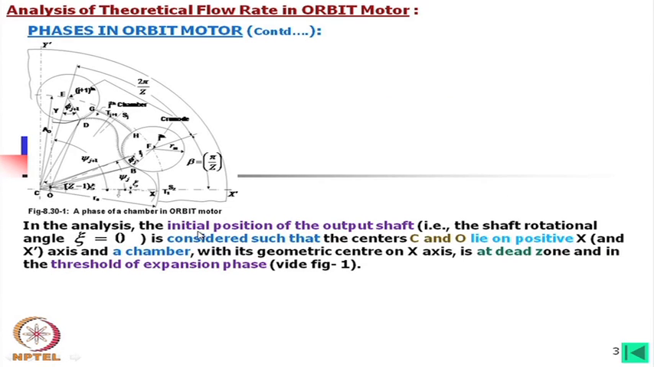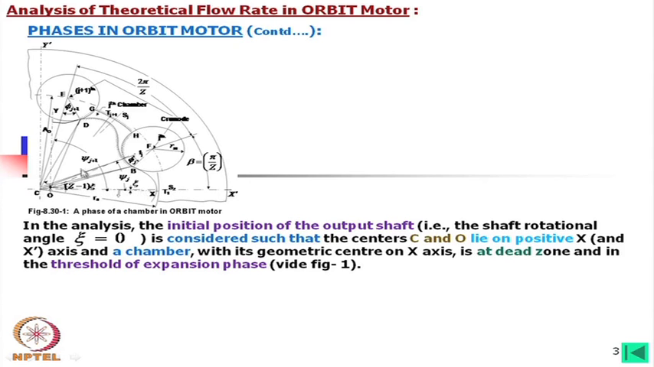Now, in the analysis, the initial position of the output shaft, that is the shaft rotational angle theta, is taken as 0. What we are considering with this axis is when this crest is at top dead center, that angle is 0. The centers C and O lie on the x dash axis, and here is the x. So, it is lying on this axis.